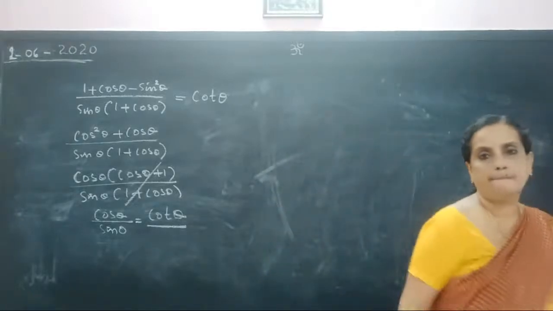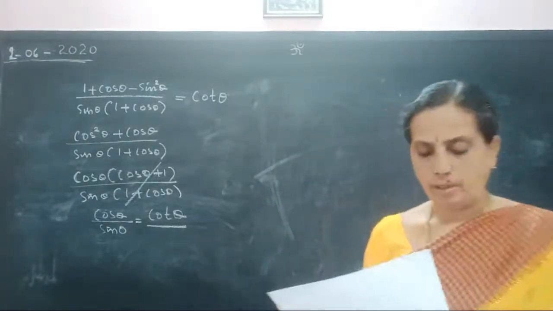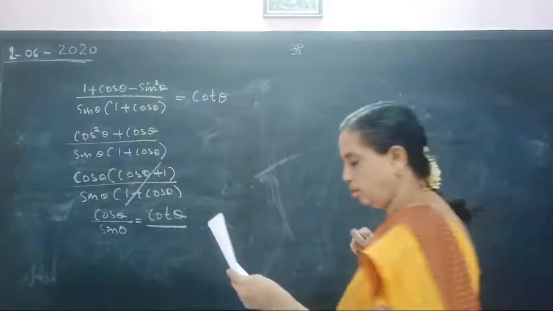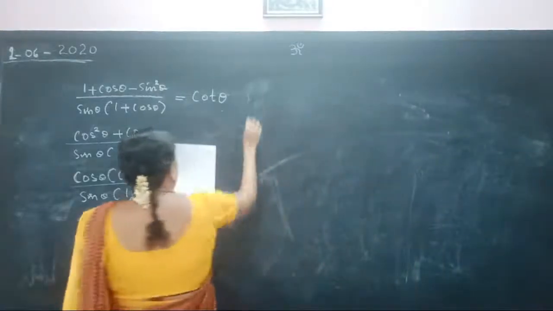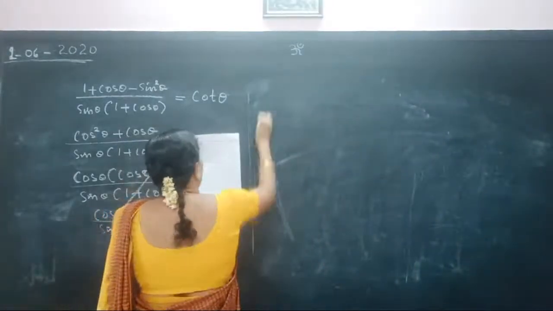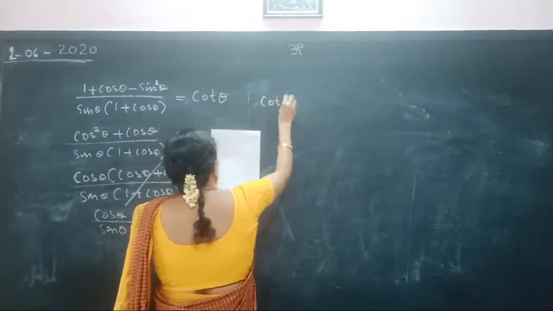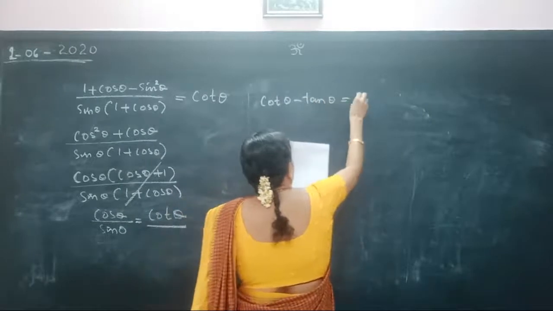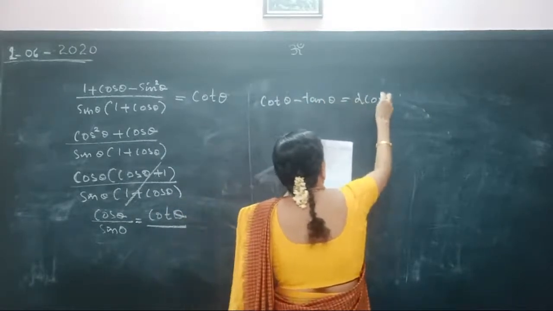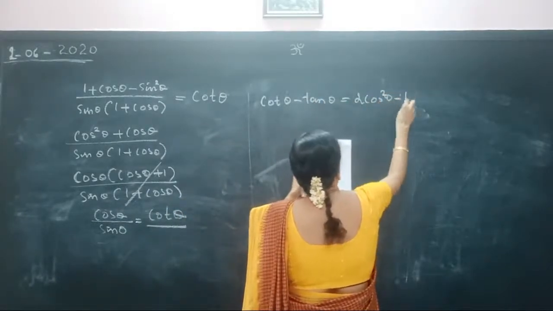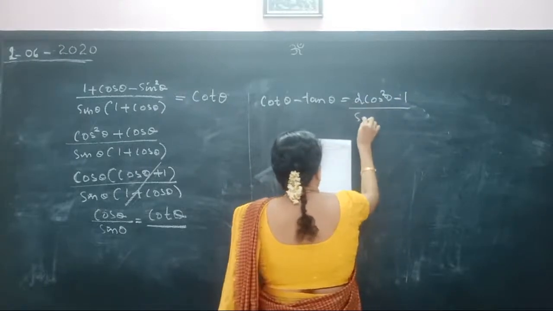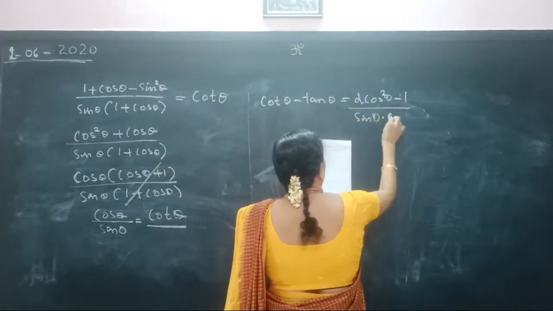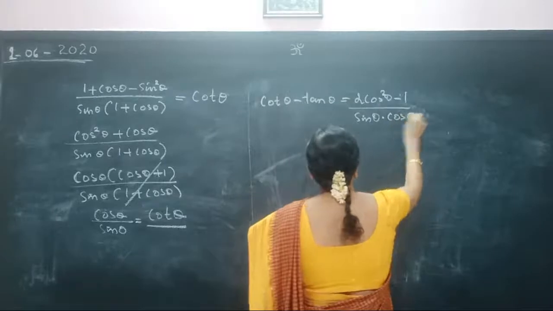Is it clear? Next question. Prove that cot theta minus tan theta equals (2 cos square theta minus 1) by (sin theta into cos theta).